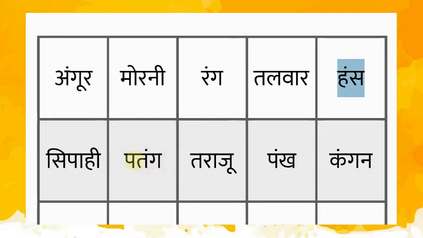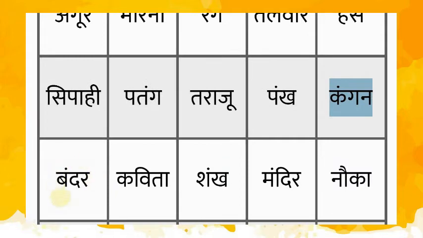Patang. So this is also related to Anki Matra. So you have to round up this spelling. So here you can see the fourth spelling is Pank. Here you can see Anki Matra. And this is also related to Anki Matra. The fifth word is Kangan. This is also related to Anki Matra and you have to round up this spelling.